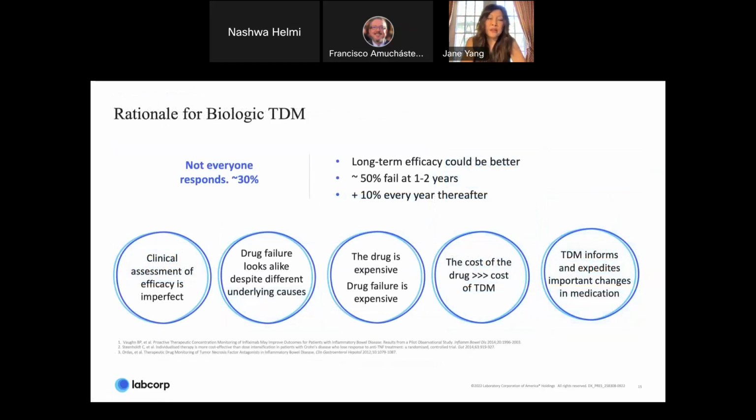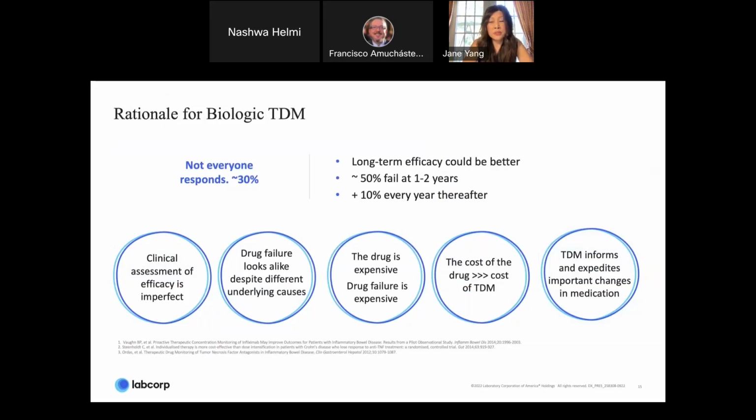As wonderful as biologics are, there is a significant failure rate, primary lack of response, as well as secondary loss of response. So up to a third of patients fail to respond in the primary setting. And of those that do, about half will drop off the biologic in a year or two, and another 10 or 15% will fail every year thereafter. So biologics are what I call precious silver bullets. They are expensive and finite in durability.